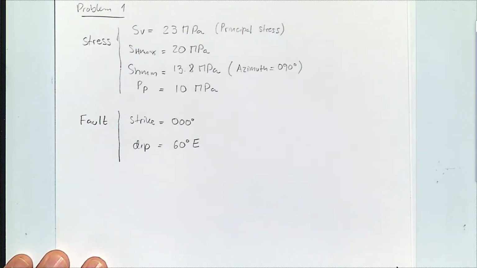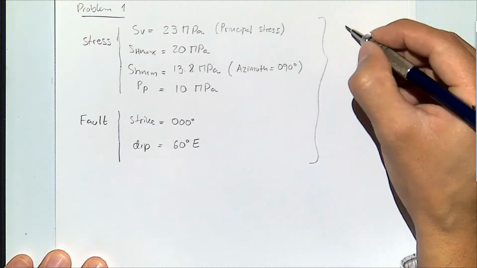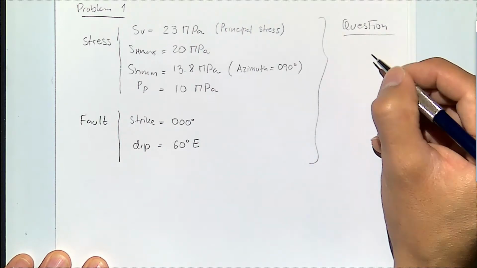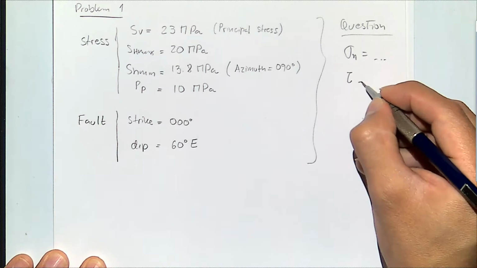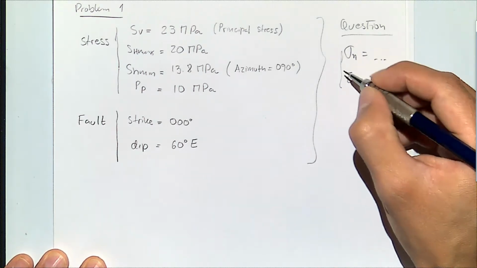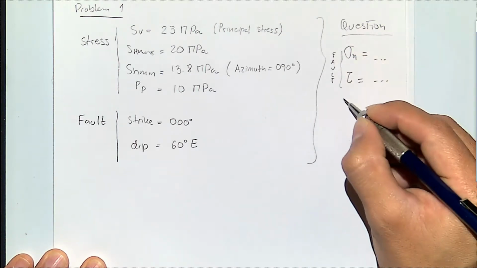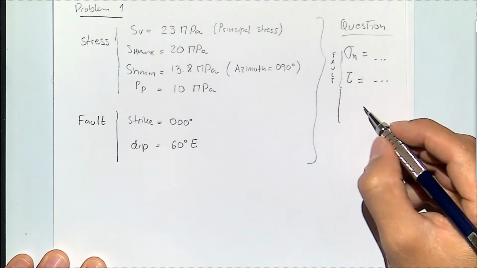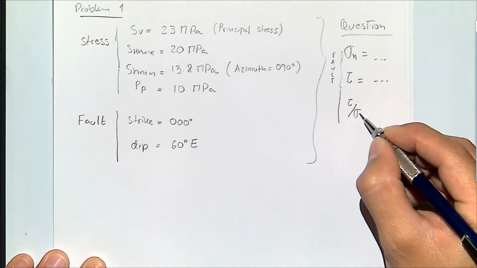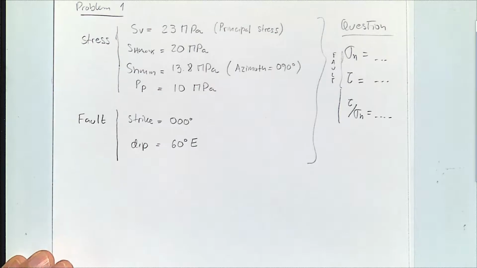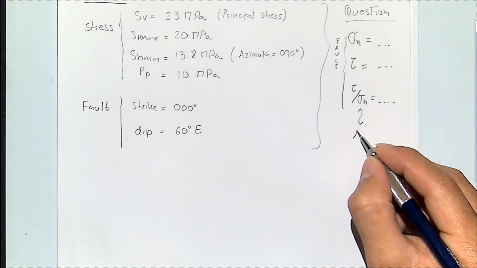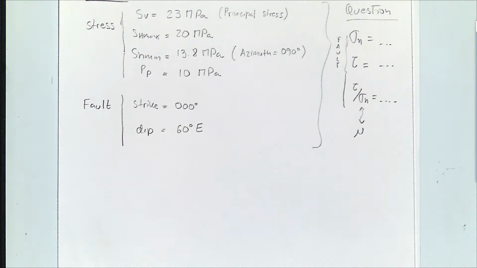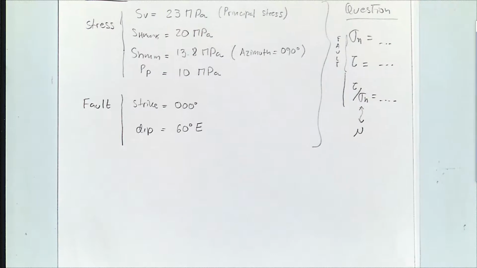And with all of this, my question is, what is the value of sigma n on the fault? What is the value of tau on the fault? And also something very important that is very meaningful: what is the value of shear stress divided by effective normal stress? So that's what we have to answer. Remember that we want to know this because when this ratio approaches the friction coefficient, then we get close to slippage of the fault or reactivation.